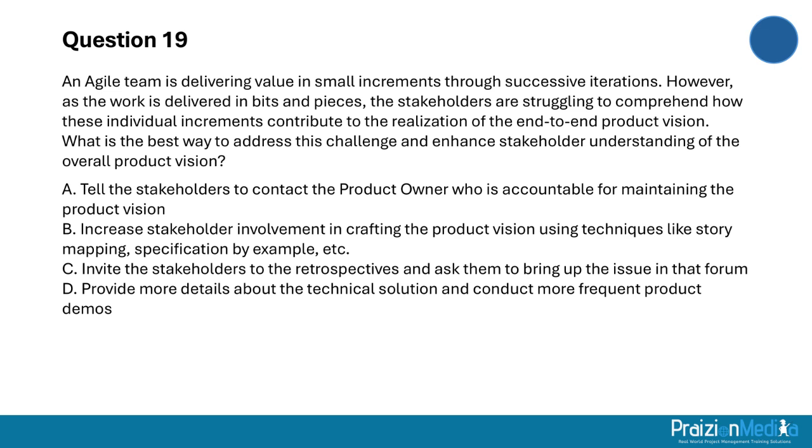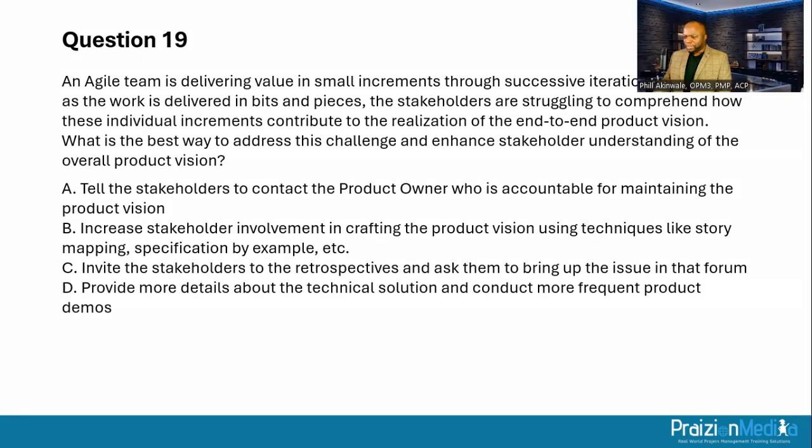All right, so let's use the process of elimination. If we go with A, tell the stakeholders to contact the product owner who is accountable for maintaining the product vision. Now, while the product owner is accountable for the product vision, this response lacks a proactive approach. It's like saying, don't bother me, go talk to someone else, right? So that is not the best option. You haven't solved the problem. You haven't moved the situation forward in A. So A is not the best option.